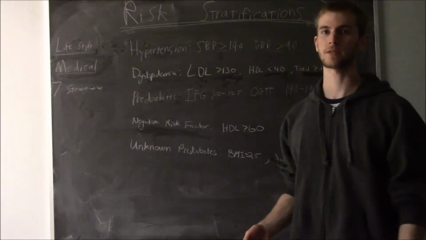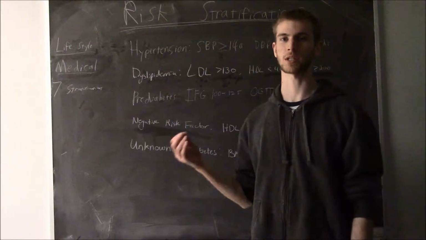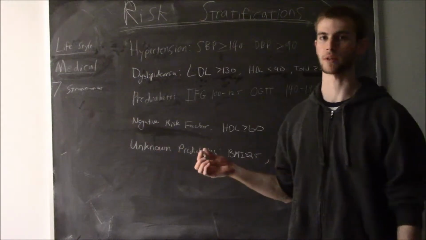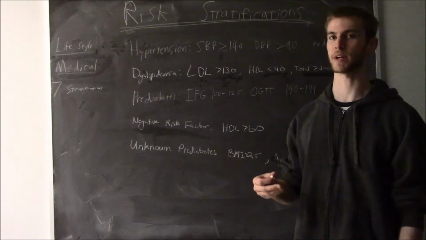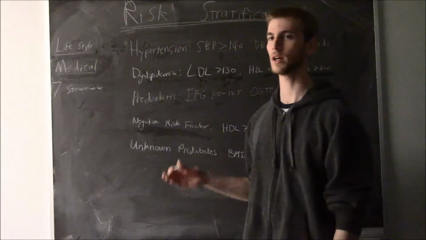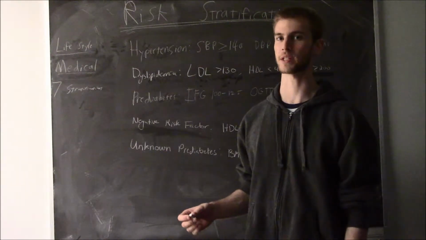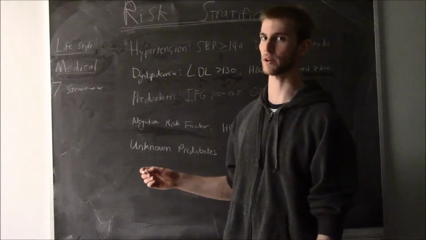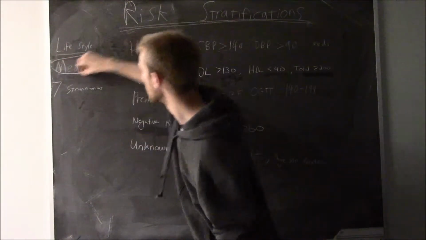Alright, so in the last video I went over some risk stratifications, and now I'm continuing that with the rest of the risk stratifications. The last video was mainly about the first 5 risk stratifications, which are more lifestyle oriented. These next 3, you pretty much need a medical test to find out if you have a risk factor in that category. Medical.